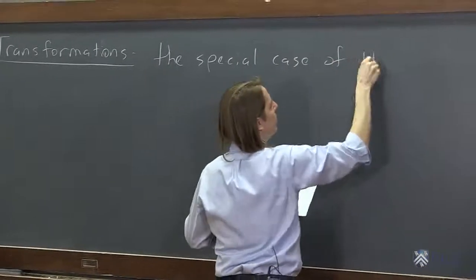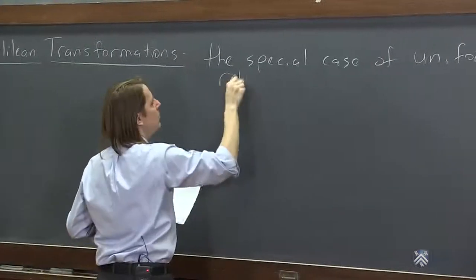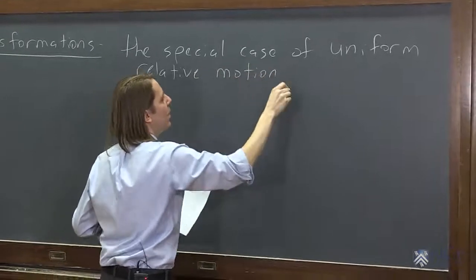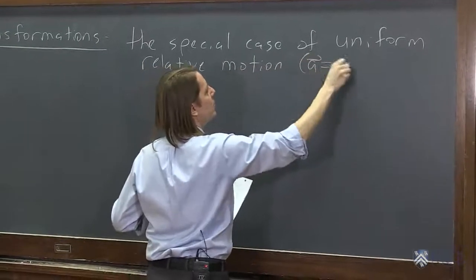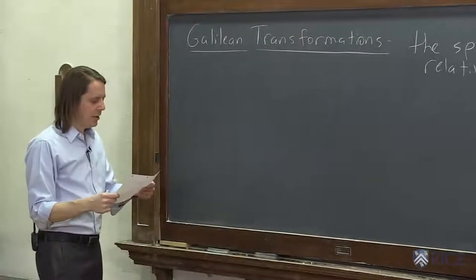Now we're going to talk about the special case of uniform relative motion. Of course, what that means is that all of the velocities are constant. Nothing is accelerating. Same thing it meant when we were doing kinematics problems. Uniform motion, nothing is accelerating.